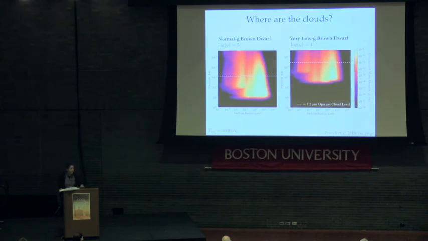Here, the white dashed line indicates where the clouds become opaque in the J-band. And what is immediately obvious is that clouds in the very low gravity objects form and become opaque higher in the atmosphere.